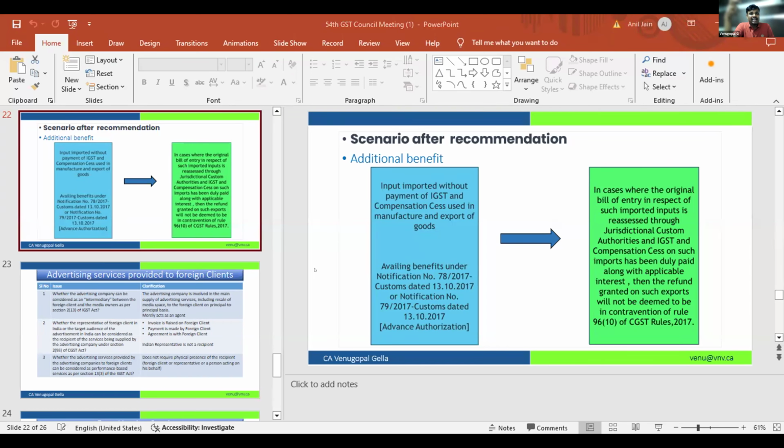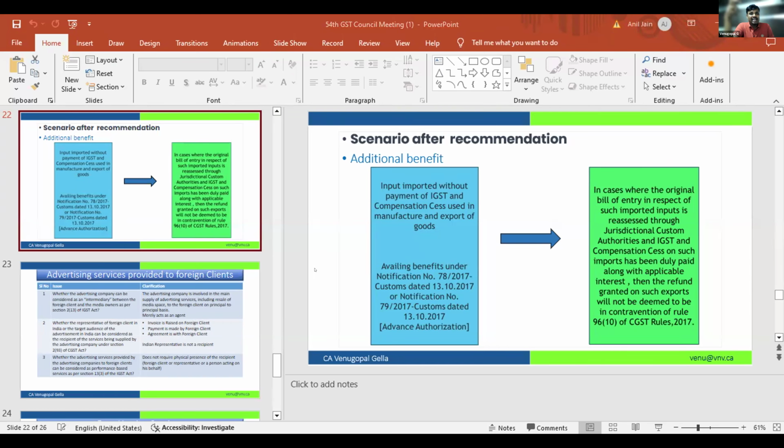There have been a lot of representations saying that in case the department wants to disallow under 96(10), there were some domestic procurements and a value addition which has got nothing to do with the advance authorization benefit that they have taken. So to put the problem to rest, they have given a simple solution. You reassess your bill of entry, pay the appropriate IGST on imports, and assess wherever applicable. So you are not claiming the benefit and you are not under 96(10). The question of claiming refund will not come, and the question of returning the refund claimed will not arise.